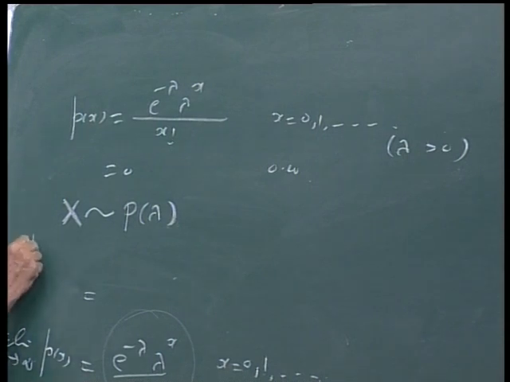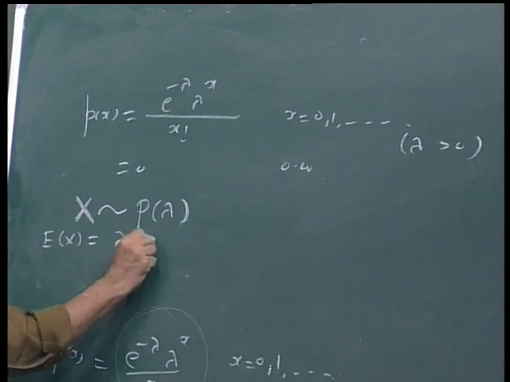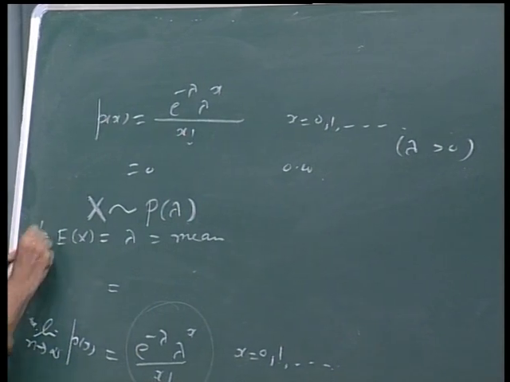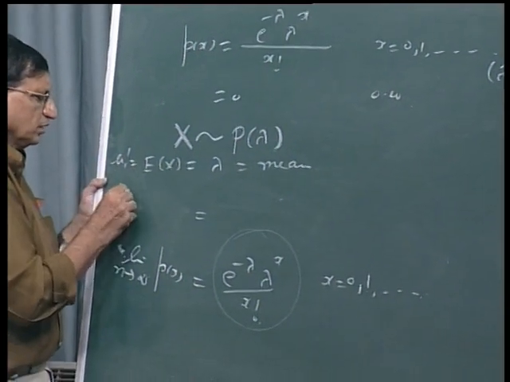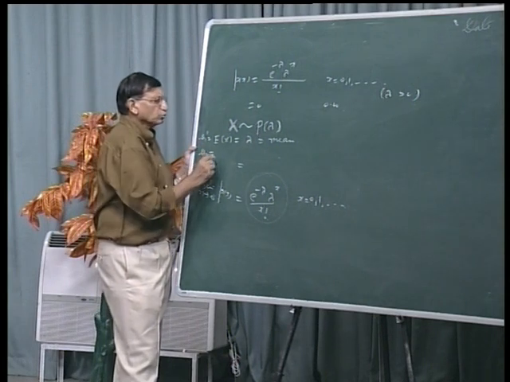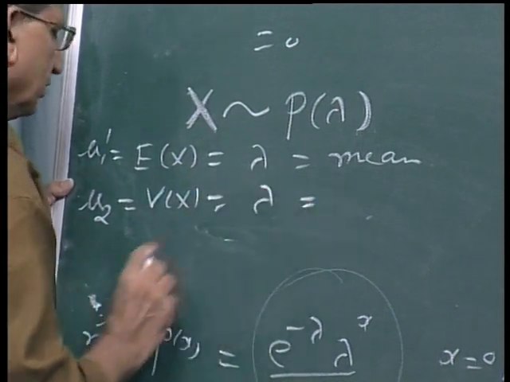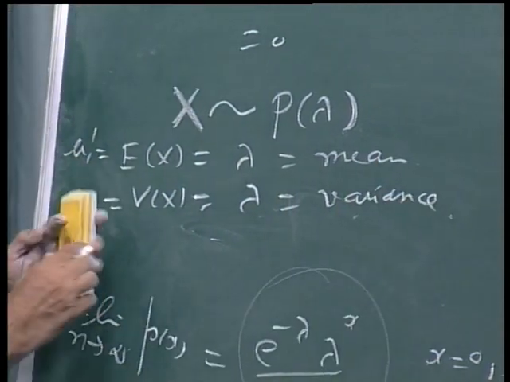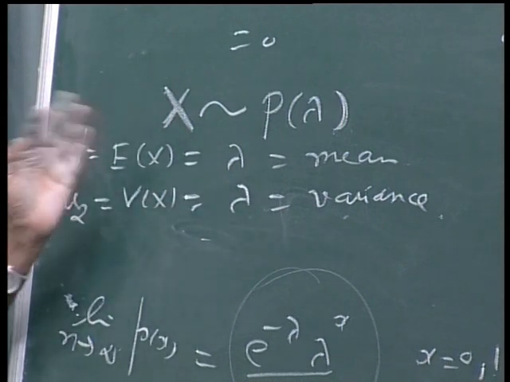Here also one interesting property is that expected value of x is lambda, which means the mean is lambda. We know how to find mean, variance, etc. That I explained also in binomial. The same procedure is to be applied. The variance of x is also lambda. So remember that mean and variance both are equal for this particular distribution.